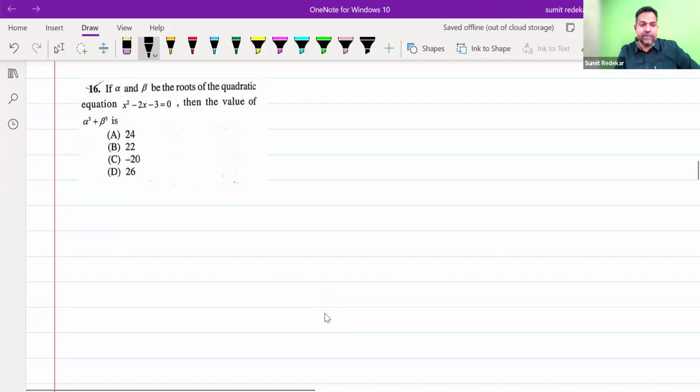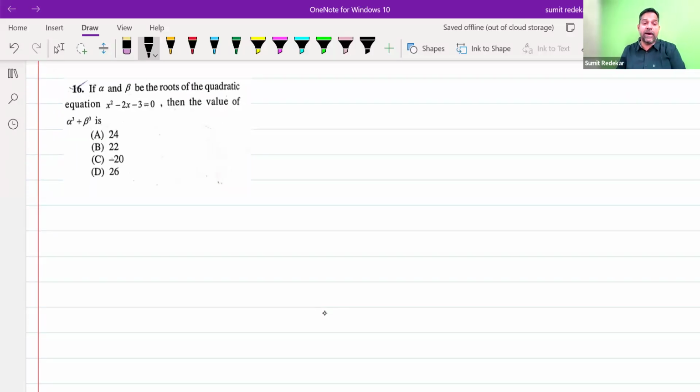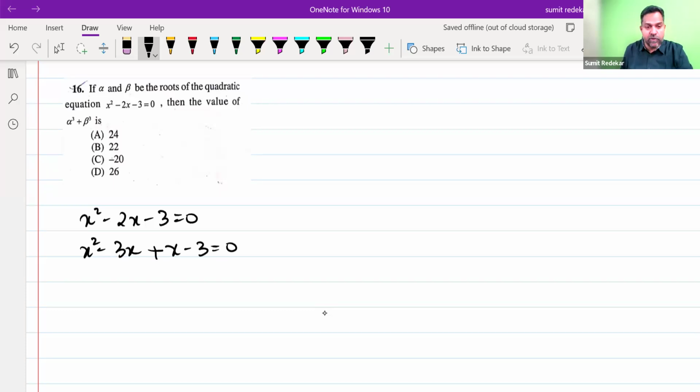What does question number 16 say? If alpha and beta are the roots of the quadratic equation, then what is the value of alpha cube plus beta cube? Again, these questions become interesting if you cannot split the middle term. Here you can split the middle term and find the values of alpha and beta, and hence it is not interesting. Anyway, minus 3 can be split as 3 and 1, where multiplied gives you 3 and subtracted gives you 2. So this becomes x square minus 3x plus x minus 3 is equal to 0.